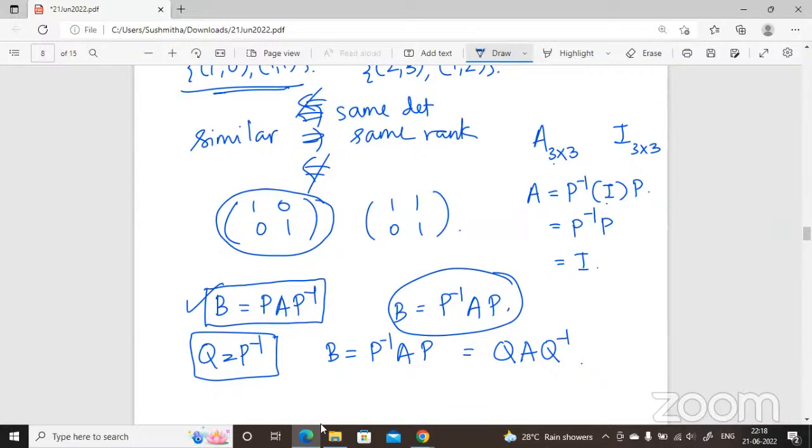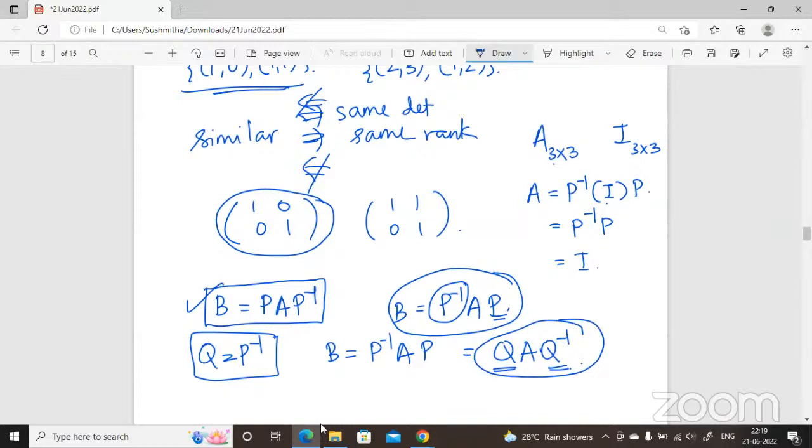You take that P inverse to be some Q, some other matrix. The inverse can be treated as some other matrix, right? So write P inverse as Q. Then P inverse A P is going to be Q A Q inverse, with P being Q inverse. This is what you wanted, right? This is what you are comfortable with.